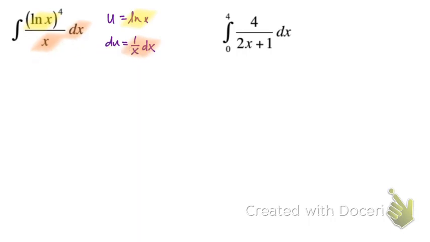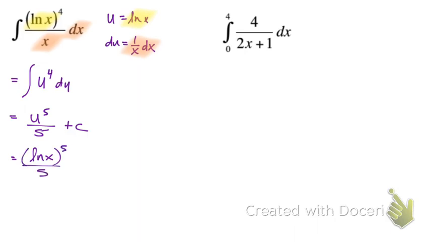So if I rewrite this, I have the integral of u to the 4th power du. U to the 4th power is the reverse power rule, so that's u to the 5th power over 5 plus c. And if I replace u with what it equals, that would be ln of x to the 5th power over 5 plus c.